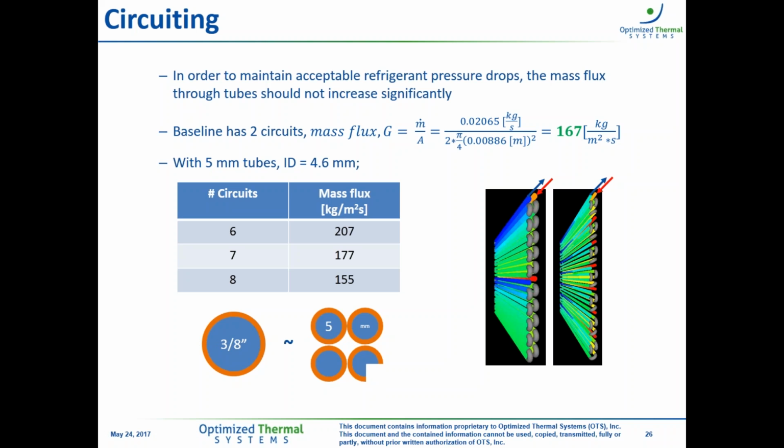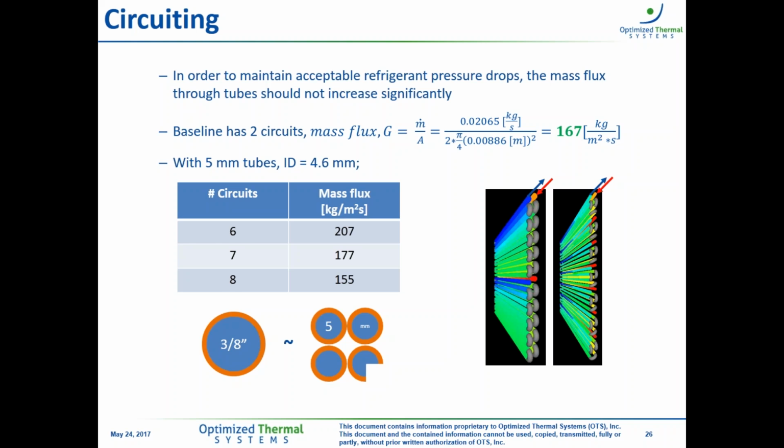So when we look at a number of circuits that would match the mass flux of the baseline, it works out that around 7 circuits gives us a similar mass flux to what we see in the baseline. And you can see the mass flux is a little bit higher. We also know that smaller diameter tubes may have higher pressure drop even at the same mass flux. So this 7-circuit design would be expected to have a little bit higher pressure drop, but should be comparable and should be a good starting point because 7 circuits divides very well into our 28 tube configuration.